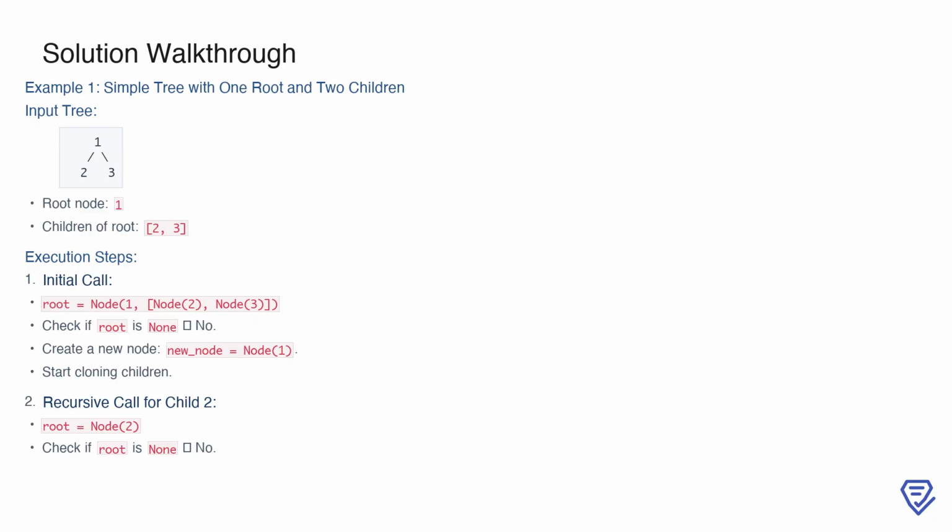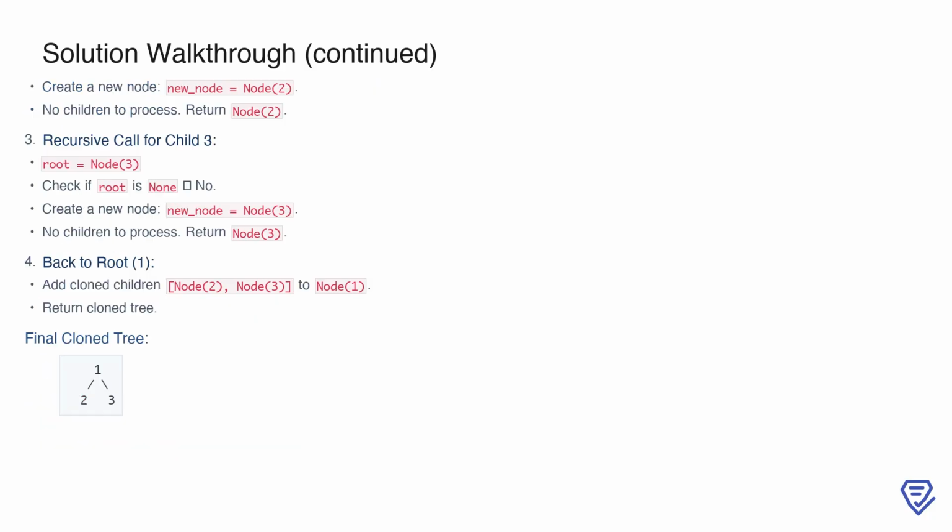Next, we move on to clone the children of this root node. The first recursive call is made for the child node labeled 2. In this recursive call, the current node is node 2. Again, we check if the root is none, which it isn't, so we create a new node, new_node equals node 2. Since this node has no children, we return the newly created node 2 to the previous level. Now, we proceed with the recursive call for the next child, node 3. Here, the current node is node 3.